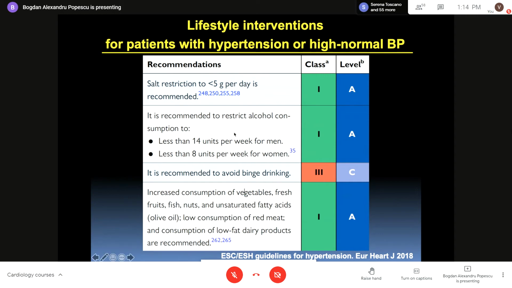Less than 2 drinks per day for men, less than 1 drink per day for women. Increased consumption of vegetables, fresh fruits, fish, nuts, Mediterranean diet, low consumption of red meat, okay, and low-fat dairy products. All of that is 1A. And also related to this, avoid binge drinking, holiday drinking. You go to a party and you get totally drunk. Of course, this is not good for many reasons, including for hypertension.